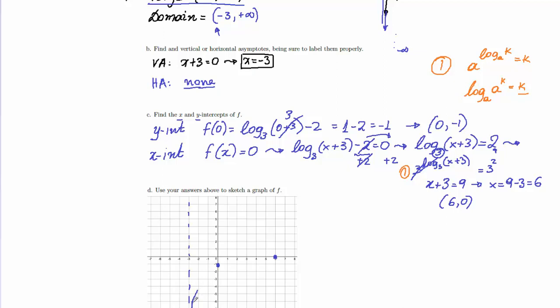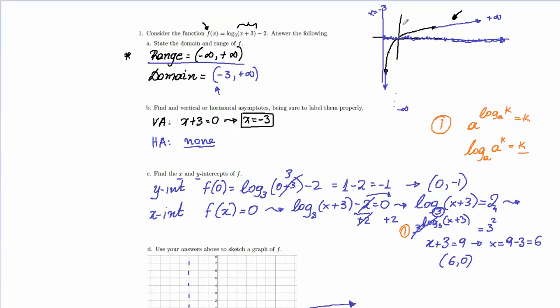My function will look like this. This will cross the x-axis at (6, 0), and the function will look like this. As you can see, if you compare with what you were expecting at the beginning, the function does look like that.